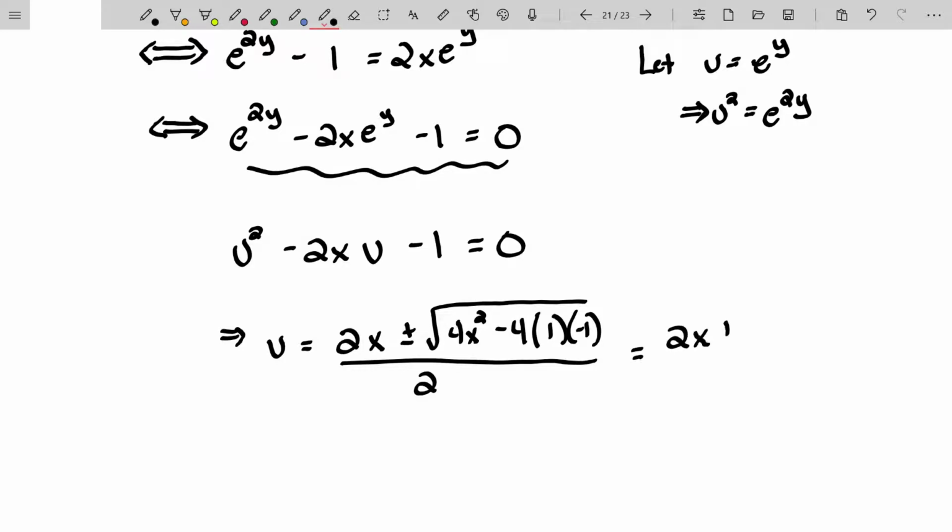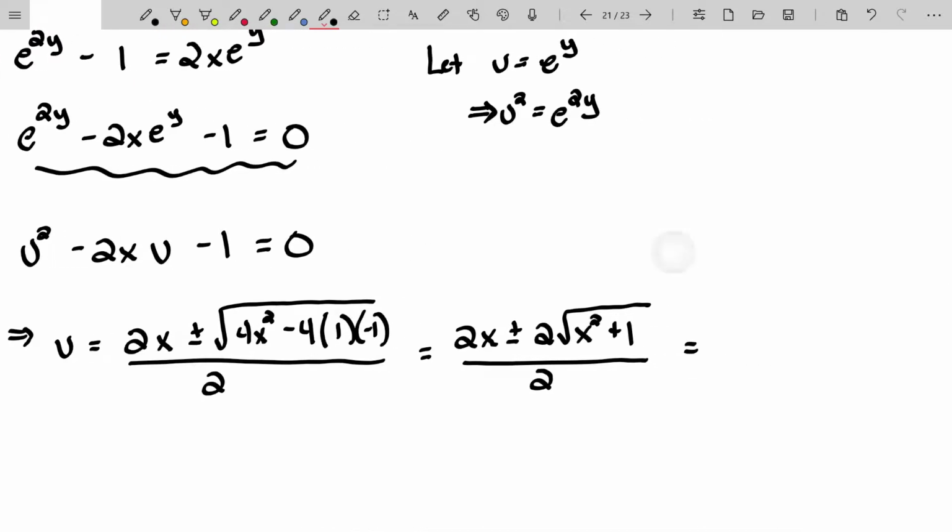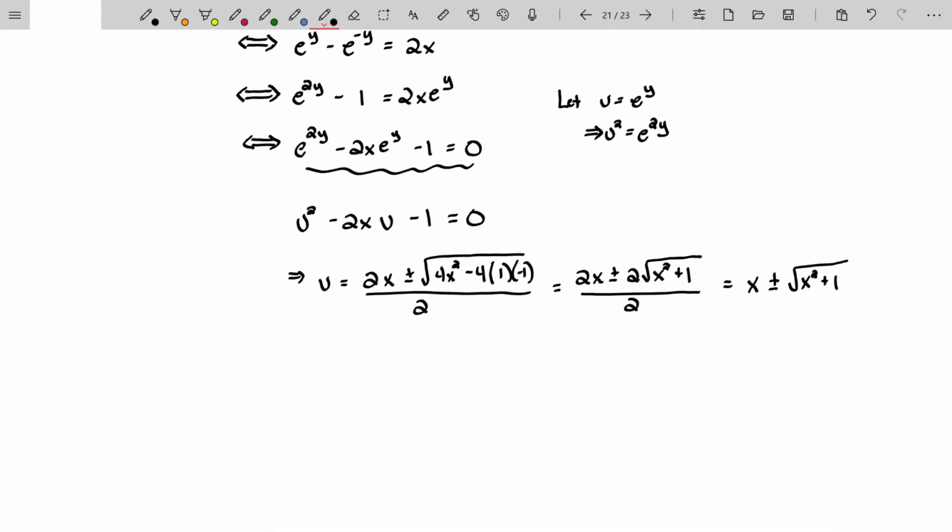That's 2x plus or minus. Notice in this radical here, I can factor a 4 out, take its square root. So we're left with this. And that's going to be all over 2. And you can see beautifully that the 2's will cancel. So this will be just an x plus or minus the square root of x squared plus 1. However, this is supposed to be, remember what u is, e to the y. So e to the y must be x plus or minus the square root of x squared plus 1.